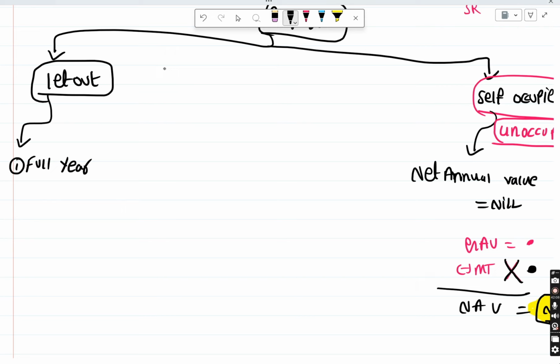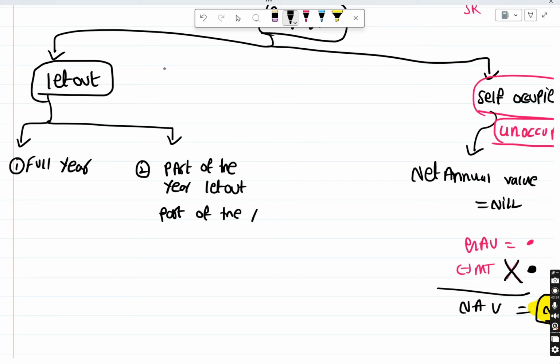Another scenario can happen: part of the year let out, and the remaining part of the year self occupied.